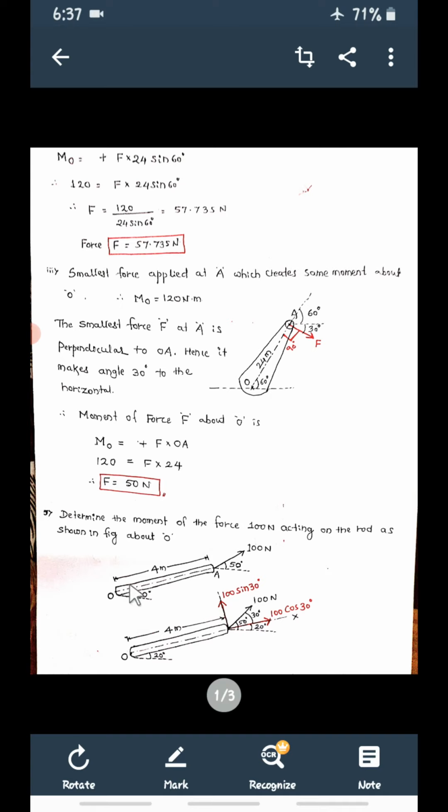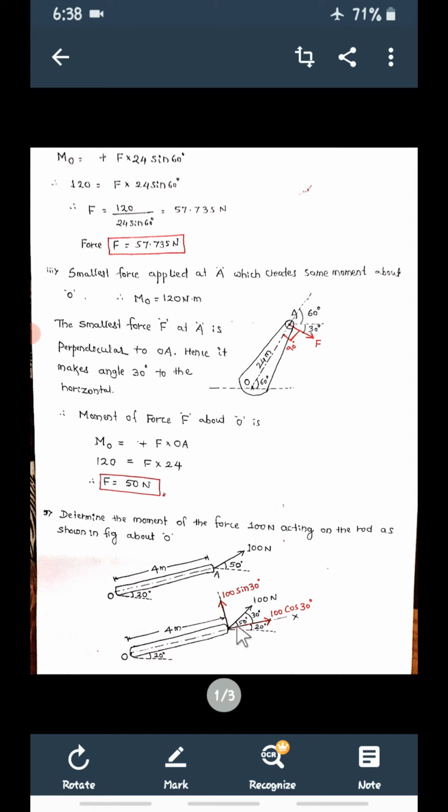In this problem, this is the force. If I extend this force, I am not going to get the perpendicular distance. So we're going to resolve this force along horizontal and vertical. Now let us draw one more diagram. Same rod, which is making an angle of 20°. This is point A. At point A there is a 100 Newton force, making an angle of 50° with the horizontal.